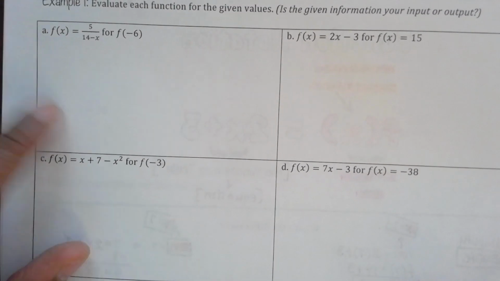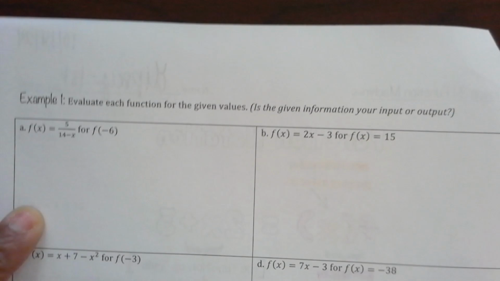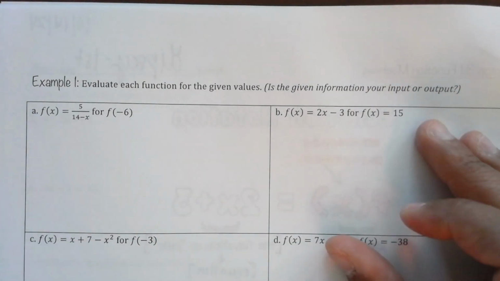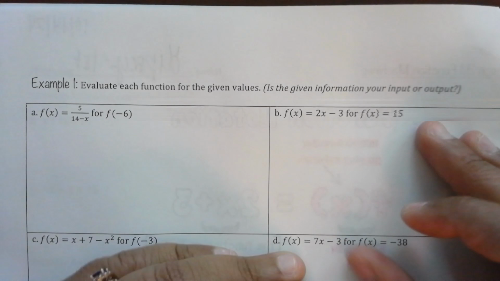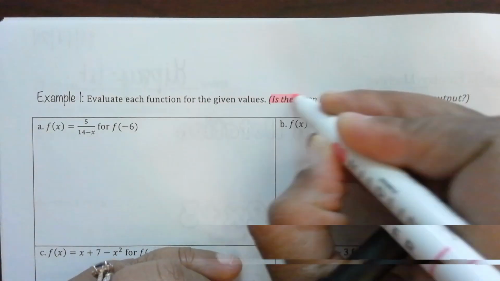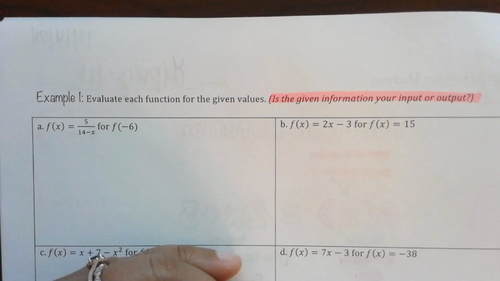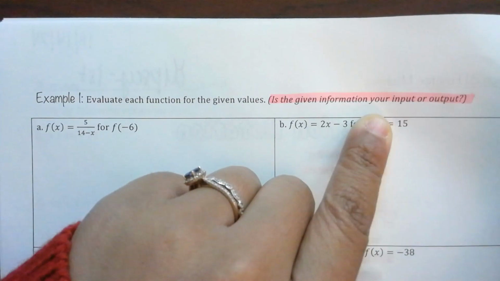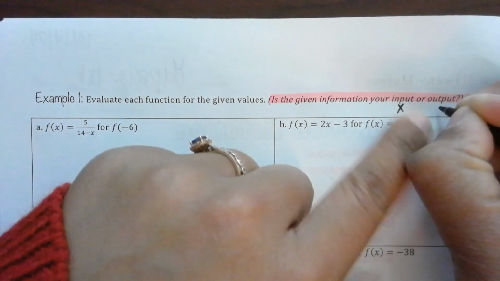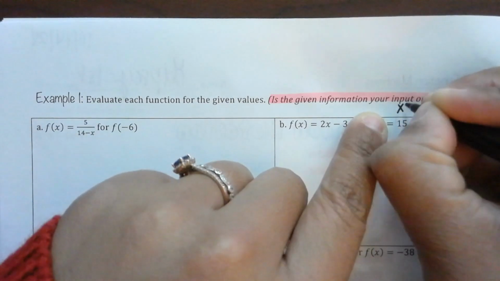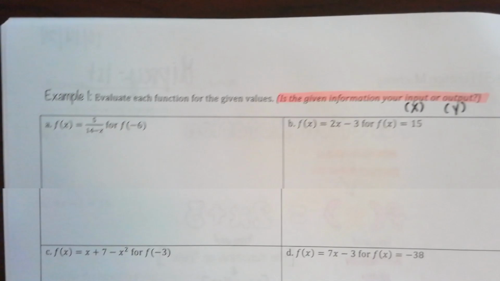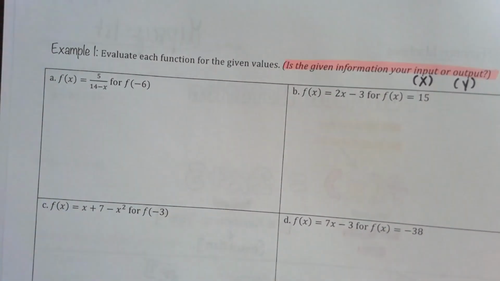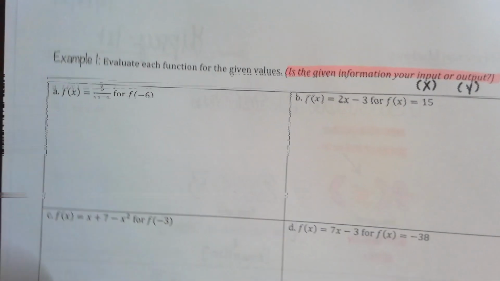Let's look at this first example here. We're only going to focus on example number 1. It says evaluate each function for the given values. Is the given information your input or your output? That is the main question you need to focus on. Is it your input or your output? What value is input? What variable? So that makes output what? It's either one or the other. It's a 50-51. Does that make sense? So you can't say X is both. You have to say X is one, that makes Y the other. Okay? Okay. Looking at A.